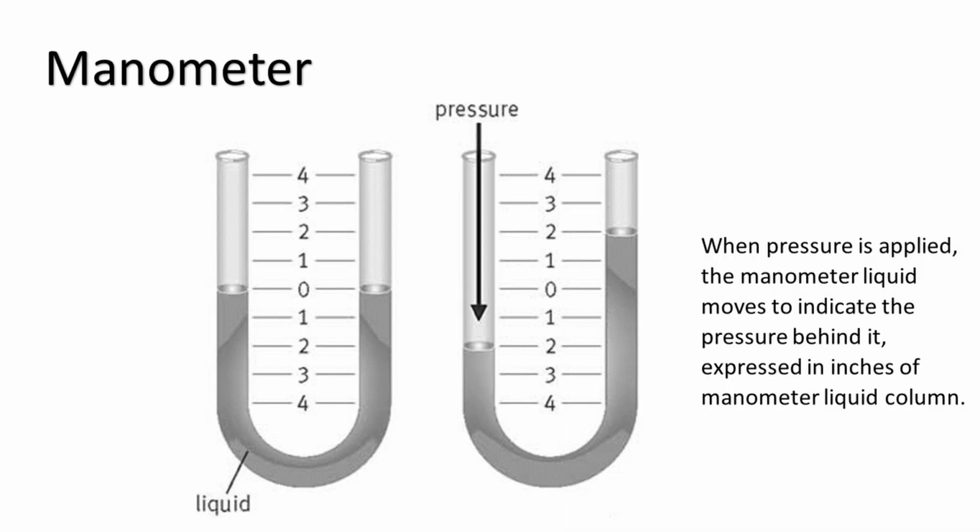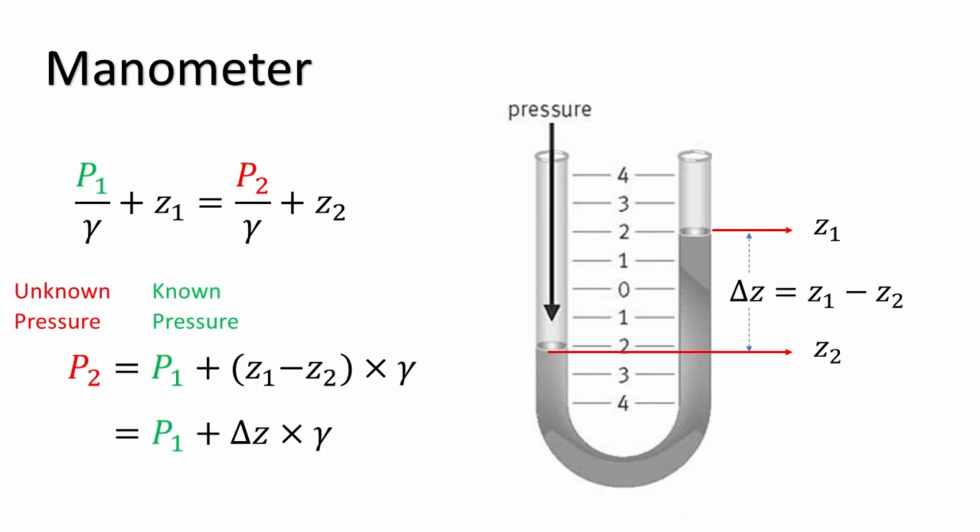A manometer is an instrument used to measure and indicate pressure. There are two types of manometers, analog and digital. The most basic and simplest form of an analog is the U-tube manometer, a glass or rubber tube bent in the shape of a U, where numbers are listed and spaced every inch on each side, and manometer liquid is placed in between the bends of the U. When pressure is applied, the manometer liquid moves to indicate the pressure behind it, expressed in inches of manometer liquid column. The link between the manometer liquid column height and the pressure can be derived from the hydrostatic algebraic equation.